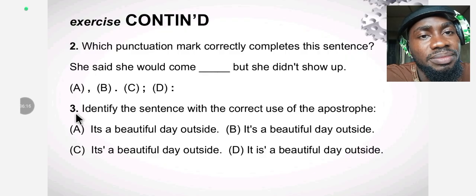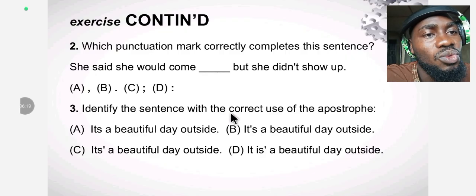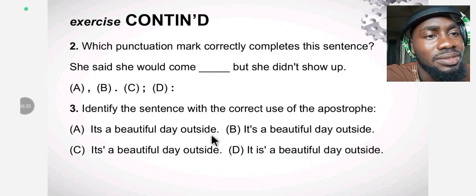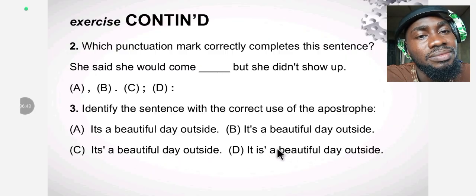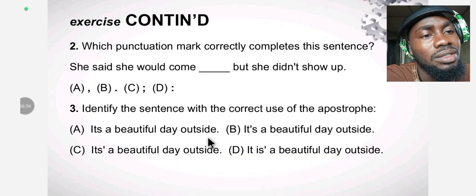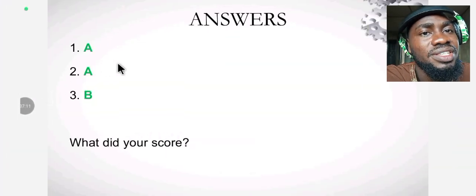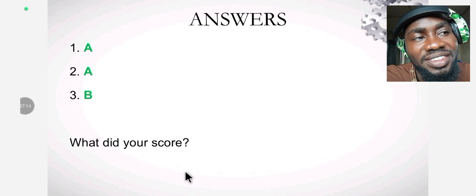Number 3, identify the sentence with the correct use of the apostrophe. A, it's a beautiful day outside. B, it's a beautiful day outside. C, it's a beautiful day outside. D, it is a beautiful day outside. What's your answer? You answered right. The correct option is B, it's a beautiful day outside. These are the answers. And what did you score?